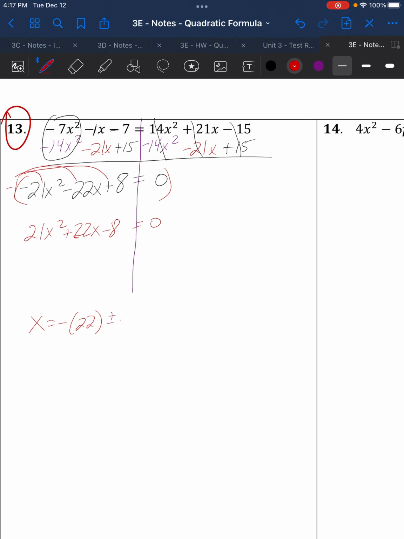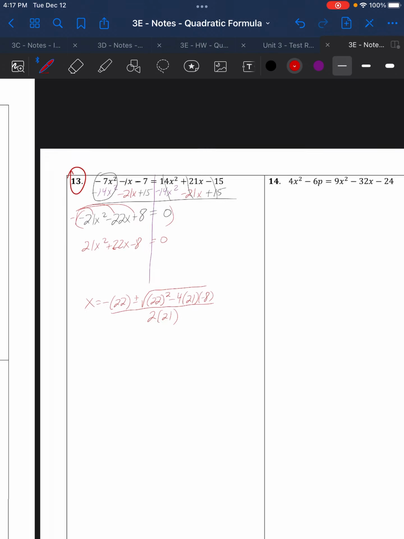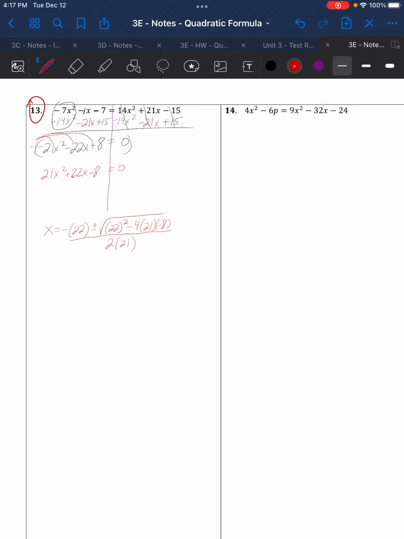You're going to get some big numbers here when you do this. I don't plan on working the whole thing out because they're just numbers. And numbers, we have calculators because who knows what 22 squared is or what negative 4 times 21 times negative 8 is. They're giant numbers, but you have calculators, so let's use them. So in this case, I'd use the calculator.